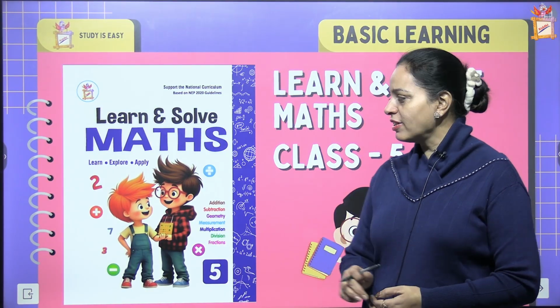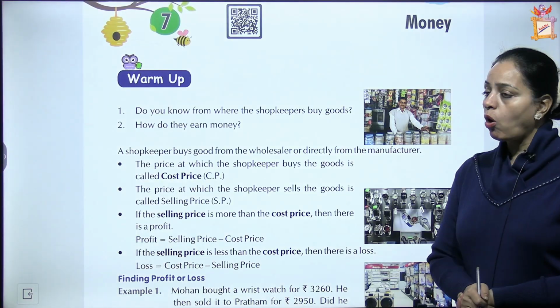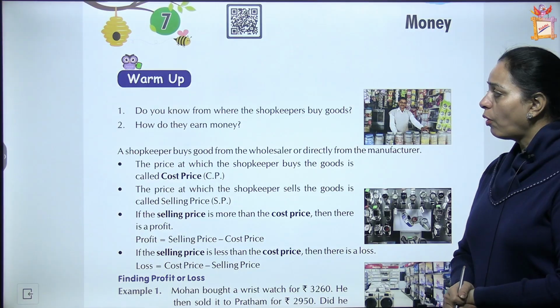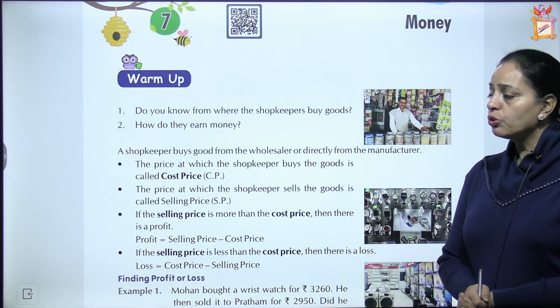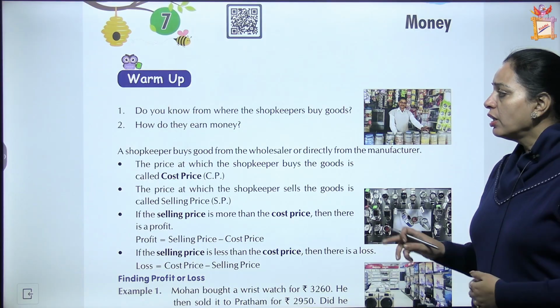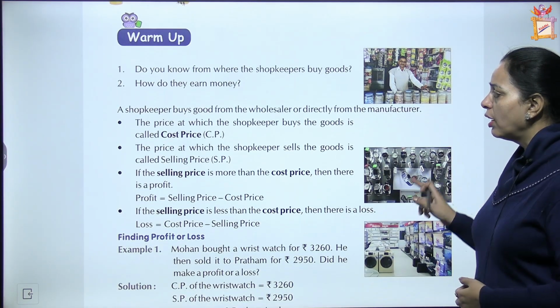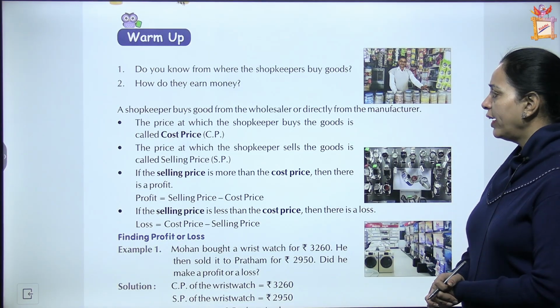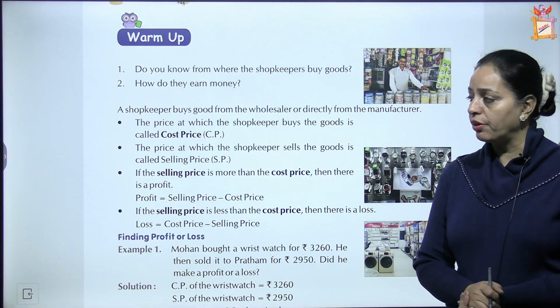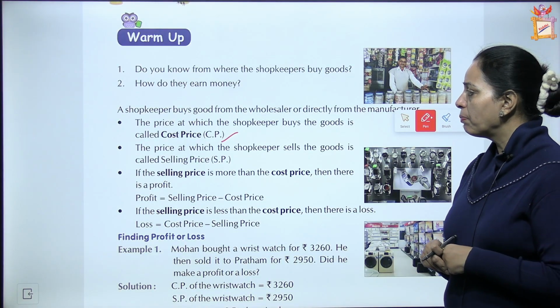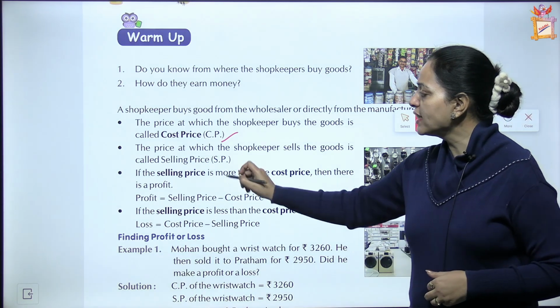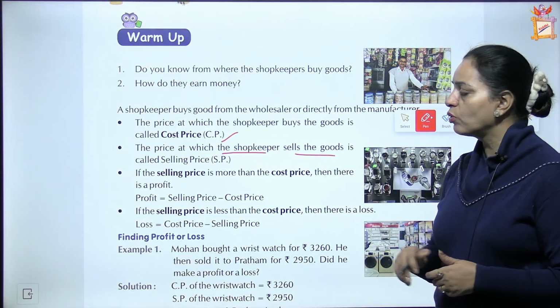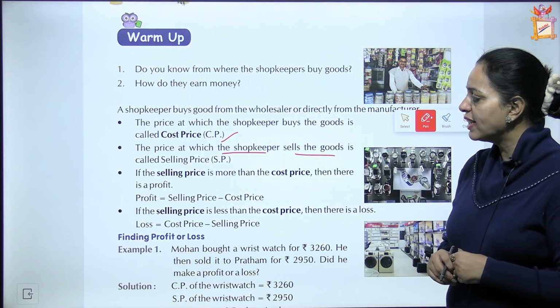So let's start. Chapter 7, Money. Warm up. The first, do you know from where the shopkeepers buy goods? And the second, how do they earn money? A shopkeeper buys goods from the wholesaler or directly from the manufacturer. The price at which the shopkeeper buys the goods is called the CP, cost price, and the price at which the shopkeeper sells the goods is called the selling price, SP.